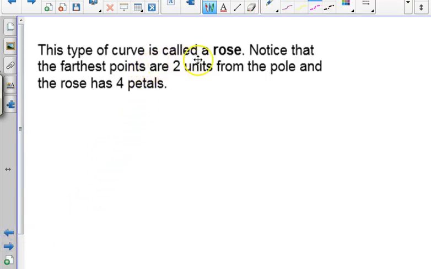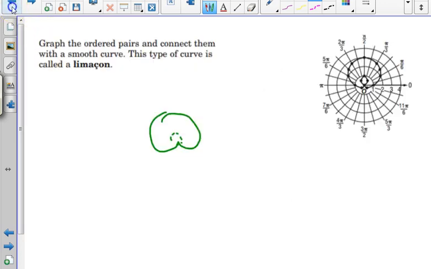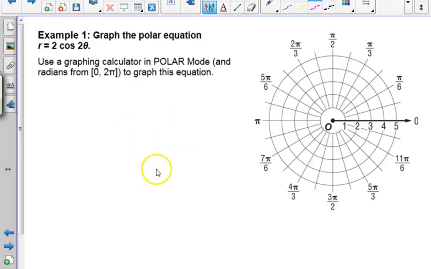This type of curve is called a rose. If we go back here, there was a 2 out front here, right? Is that the one we're doing right now? Yeah, we just did it on the calculator, right? So we wound up with each petal being 2 long. Is anybody not getting it to work still?